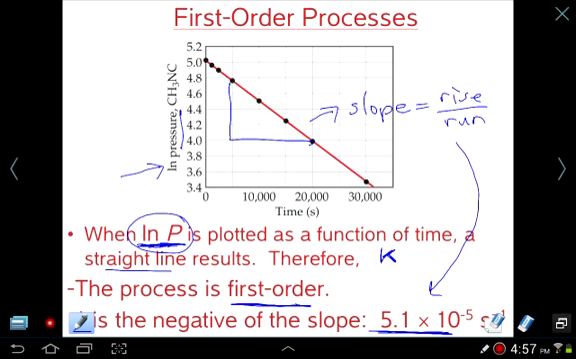Now here it says we have to take the negative of the slope. Because this slope is negative, the rise is negative, the run is positive, you'll get yourself a negative number, so just remove that negative so that way you get a positive k. K's will never be negative, k's will always be positive. And so, in other words, we can first determine the order by plotting the natural log, and then we can determine the constant by calculating the slope from the graph.